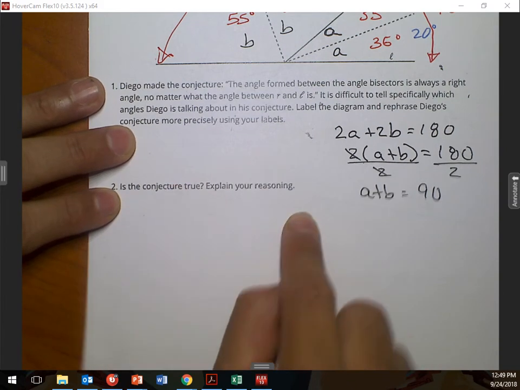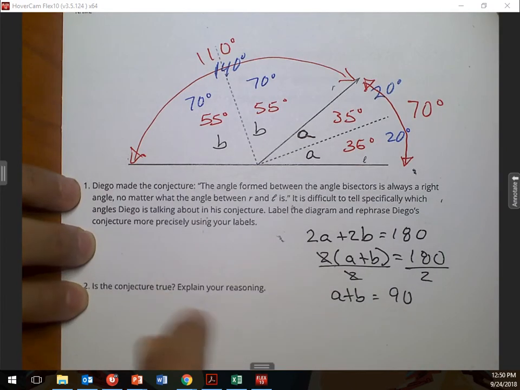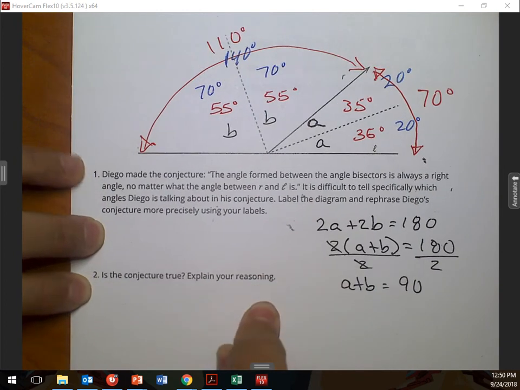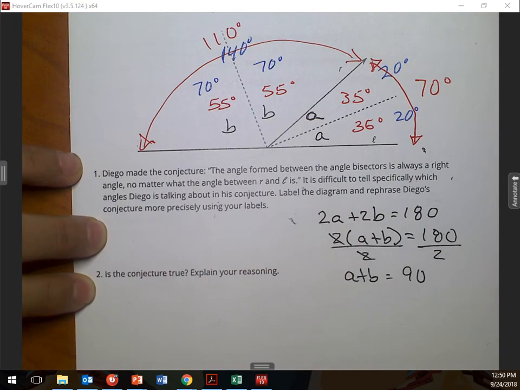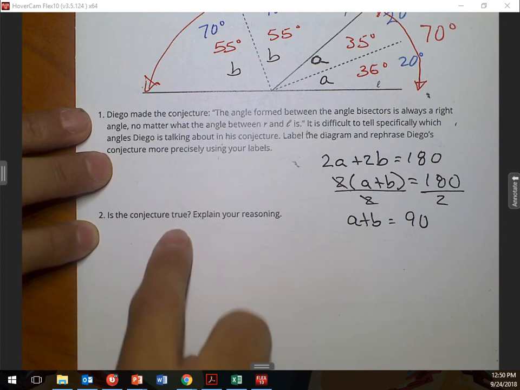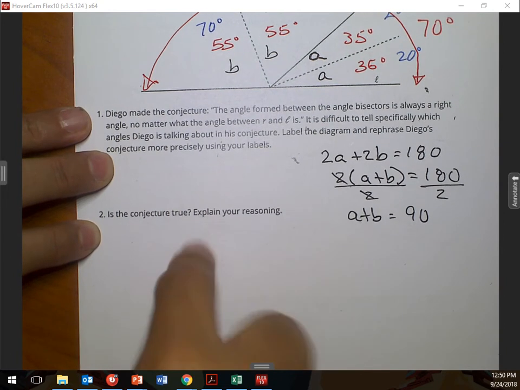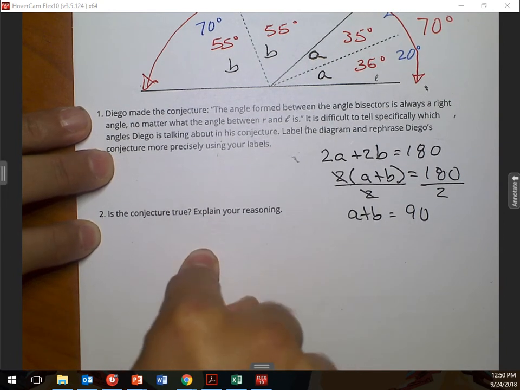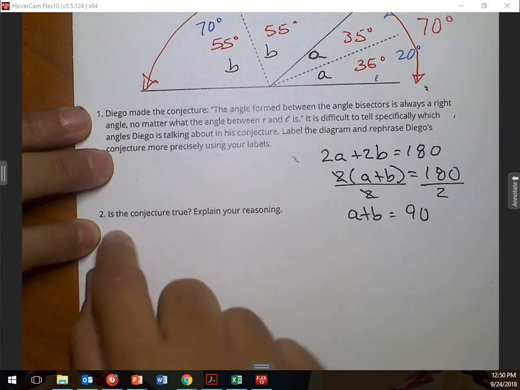Explain your reasoning. Now, I want you to write it in your words. The language that you speak. You're going to write it out here. Please be English, so I can read it. But you are going to explain it to me because I'm going to be the one reading it.